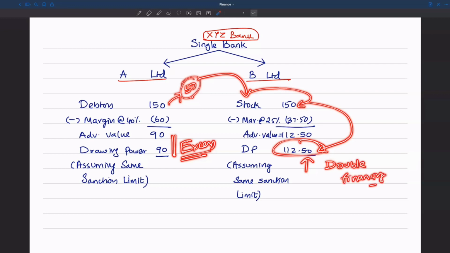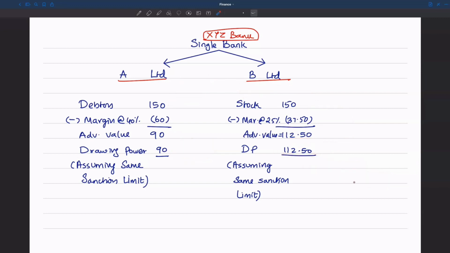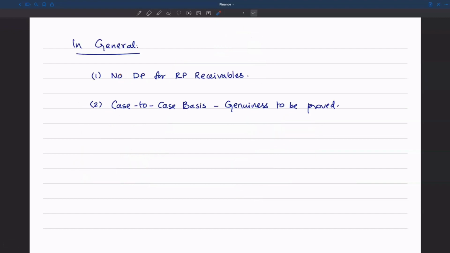And bankers may not be able to detect this. That's the reason they are also reluctant about funding against trade receivables. So, in general, banks will not give drawing power against related party receivables, but there are banks which will go on a case-to-case basis, because in most of the sanction letters you will see trade receivables from related parties have to be excluded, and this is the reason for that.